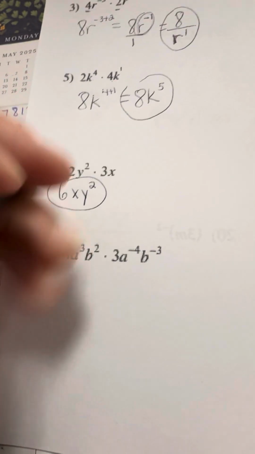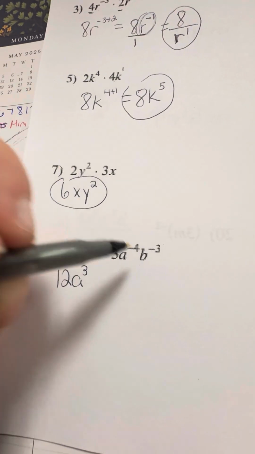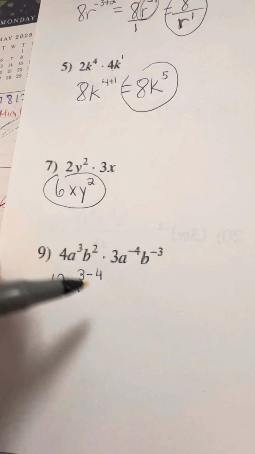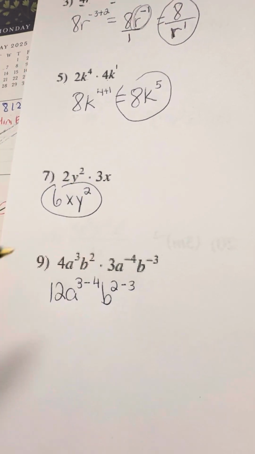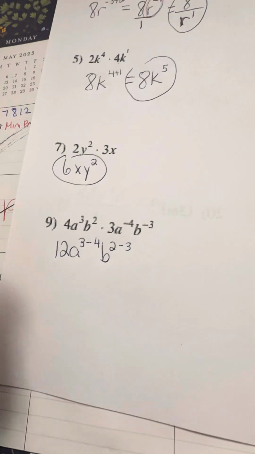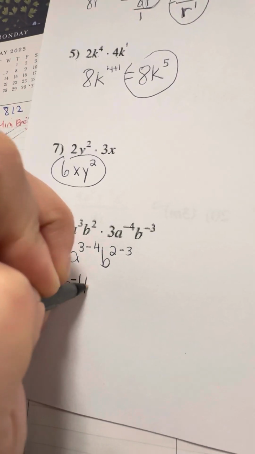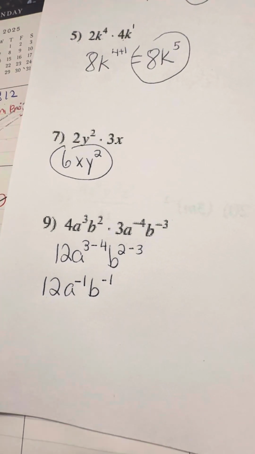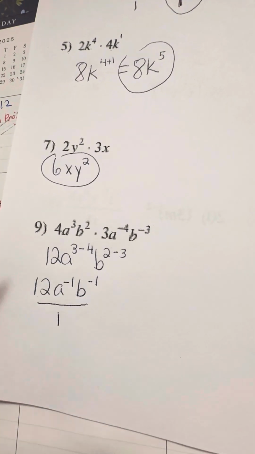So 4 times 3 is 12. A to the 3rd power. This one's minus 4. So we're going to do the b's. B to the 2nd. And then over here is a minus 3. Clean it up. 3 minus 4 is negative 1. And then for the b's, 2 minus 3 is also a negative 1. And since this is not in a fraction, we're going to make it a fraction because we need to get rid of those negative exponents.